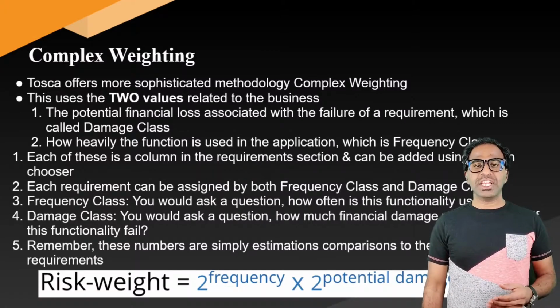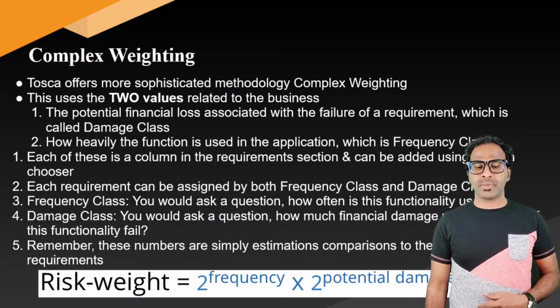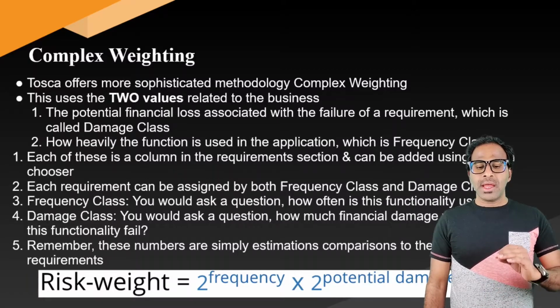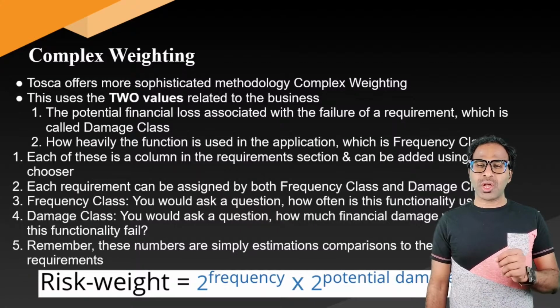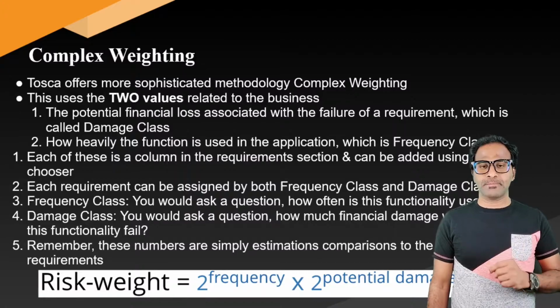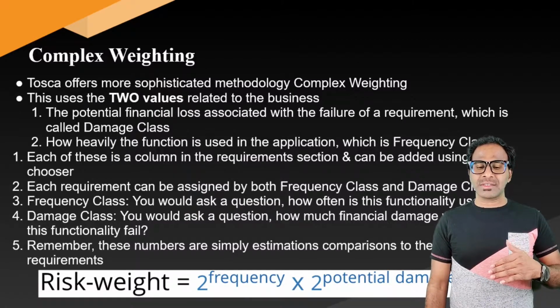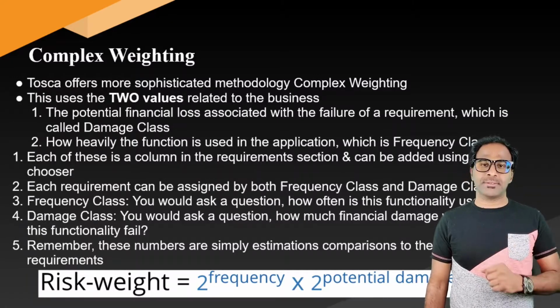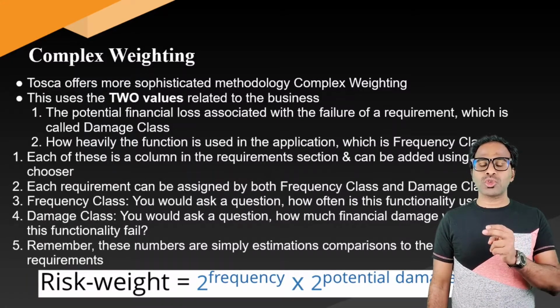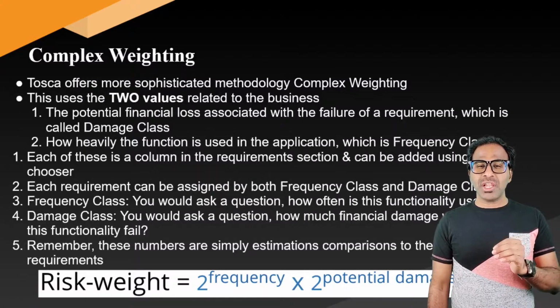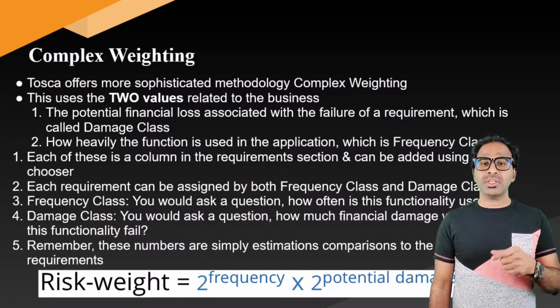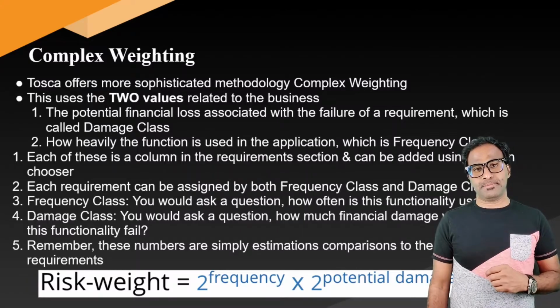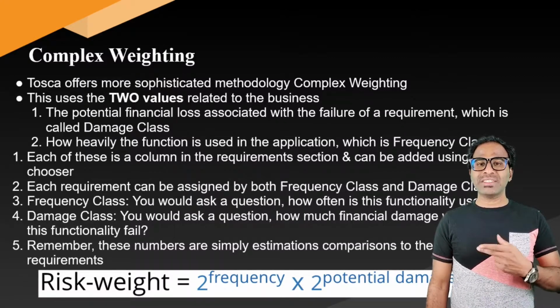Okay, let's deep dive into complex weighting. Tosca offers a very sophisticated methodology called complex weighting. This complex weighting uses two values related to the business. So what are those two values? The potential financial loss associated with the failure of a requirement is called a damage class. That is the first one. And what is the second one?